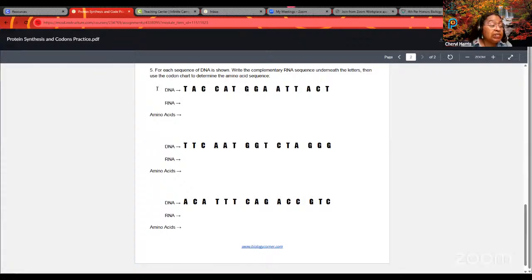So this is a DNA strand. We've got to turn it into an RNA strand. T will code with A. Okay, so write that down. T codes with A. A, remember, would code with T, but this is RNA, so it's going to code with U. And C codes with G. So our first set is AUG. Okay, write that down.